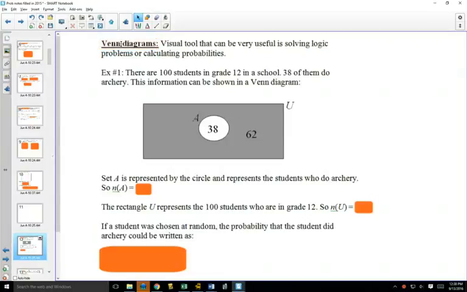Did you guys do Venn diagrams last year? No? Yes?